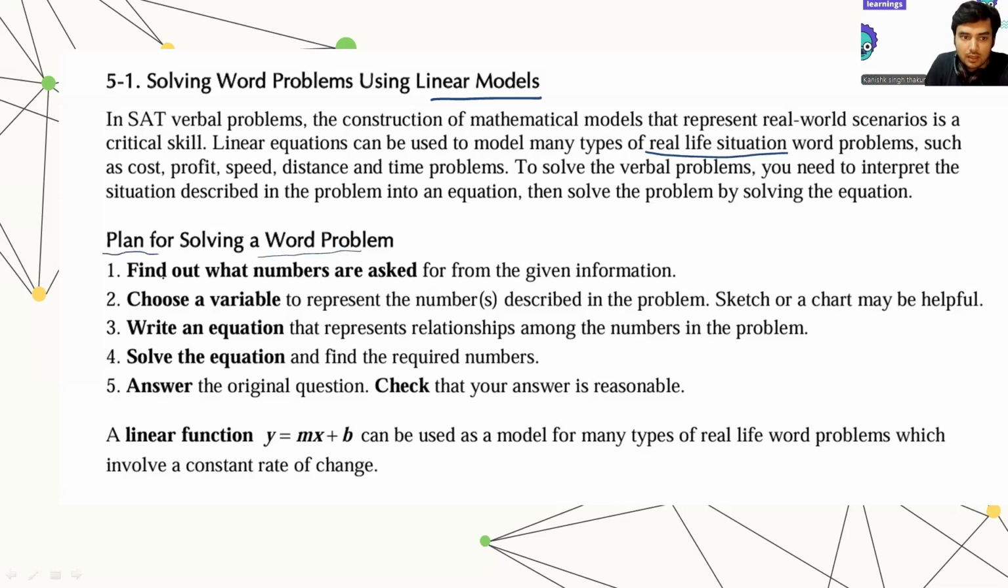First, find out what number is asked from the given information, right? You'll have a question, they'll be asking you something. That thing you have to choose as a variable, right? Suppose in a question I ask you how much profit this is. I don't know what the profit is. So that profit, I'll take it as a variable. This variable, I'll be finding with the help of an equation, right?